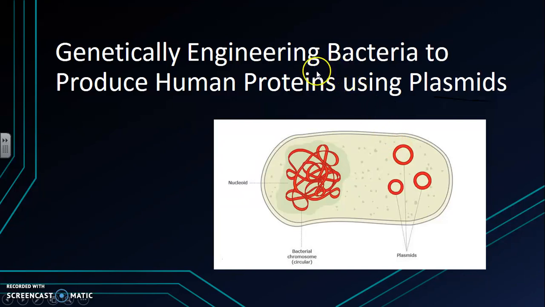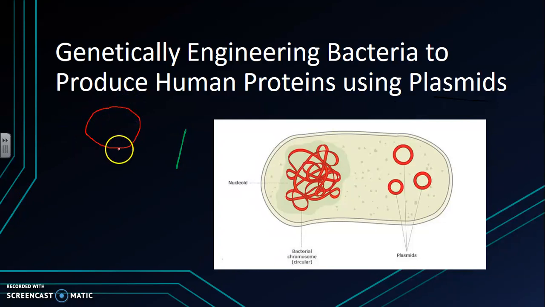we're going to insert human genes into these plasmids and then force the bacteria to take the plasmid up from the environment, and then the bacteria will express that plasmid by transcribing and translating the DNA in the plasmid. Now the question is, why does this work?